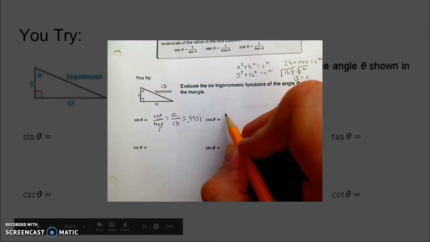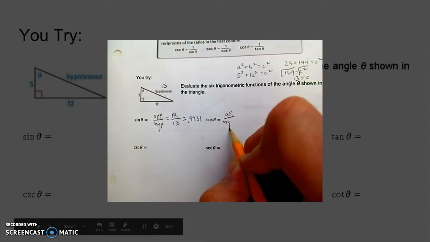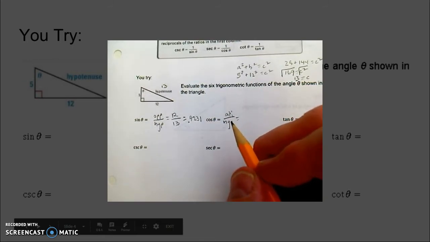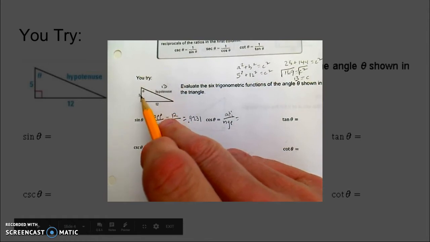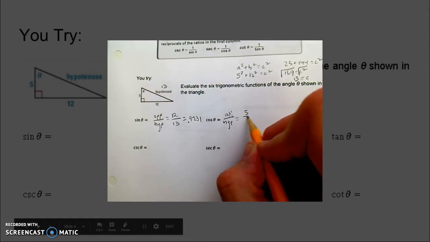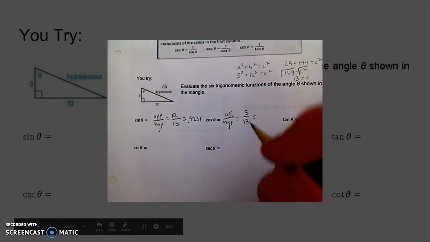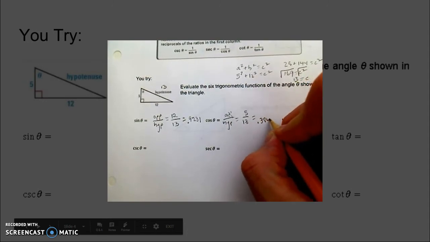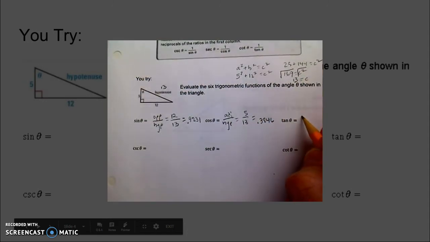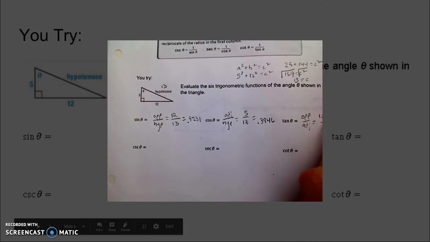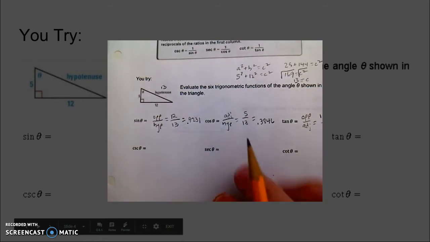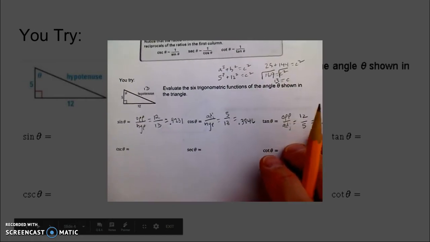The cosine then is the adjacent divided by the hypotenuse. So that value is the side length next to the angle, 5, divided by 13. Put that in your calculator, you get 0.3846. And the tangent is the opposite over the adjacent. So 12 over 5. And you get 2.4.